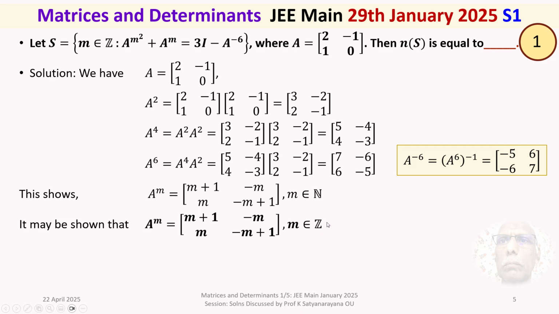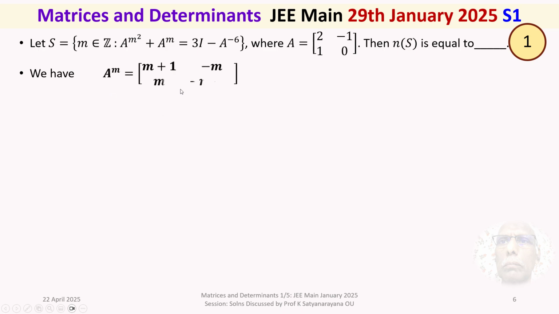So why are you doing all this, sir? M belongs to N is sufficient. No, it is not. Look at S. In S, M belongs to Z and A power M is appearing here. Therefore, you should know what is A power M for M belongs to Z. So that's what precisely we did. And a kind of a shortcut that I have made here is that by looking at all of them, I said this is true for all natural numbers, and then computed its inverse, and I said this is true even for the set of integers. We continue.